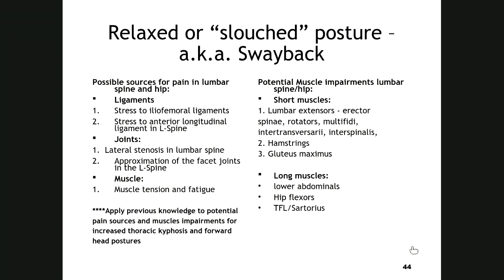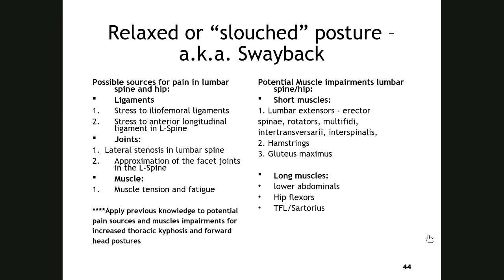So possible sources for pain can be so many because there's so much going on. There can be stress to the iliofemoral ligaments, stress to the anterior longitudinal ligaments in the lumbar spine. There can be lateral stenosis in the lumbar spine, approximation of the facet joints in the lumbar spine. Muscle tension and fatigue is going to be known for all of these. Okay, the potential muscle impairments in the lumbar spine and the hip.